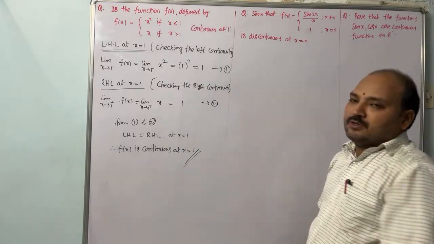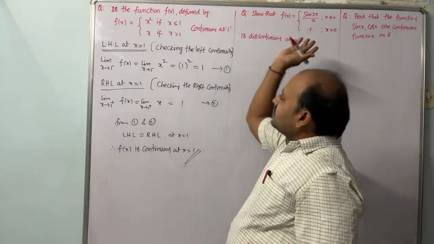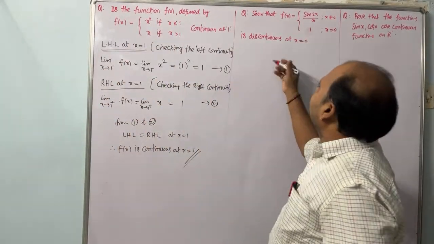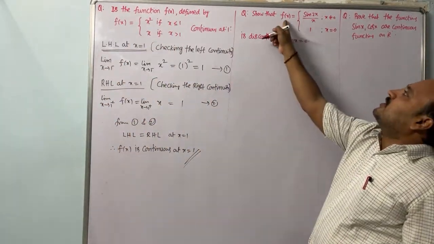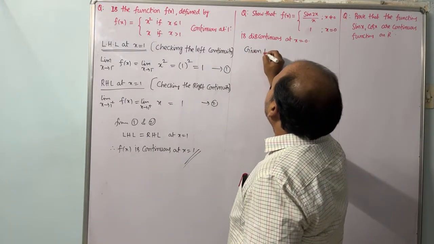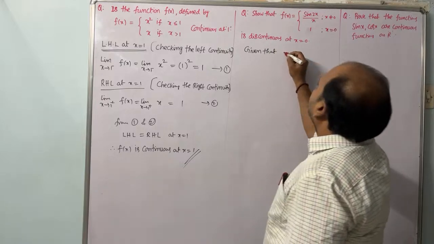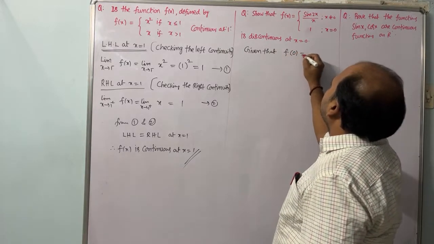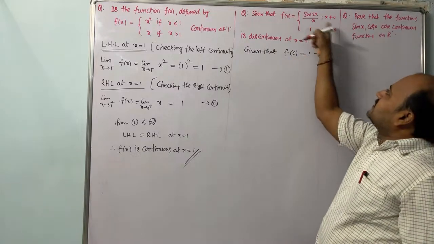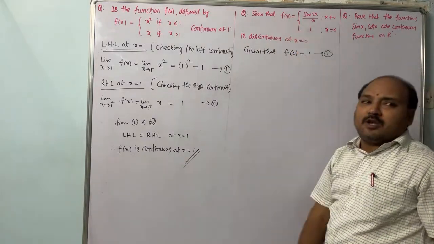Come to this question. Here the conditions are not given, no greater than or less than conditions, so this is another type of question. At x is equal to 0, the function value is given as 1. Given that f of 0 is equal to 1, keep it as equation number 1. At x is equal to 0, the function value is 1.